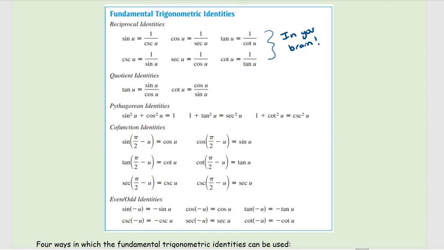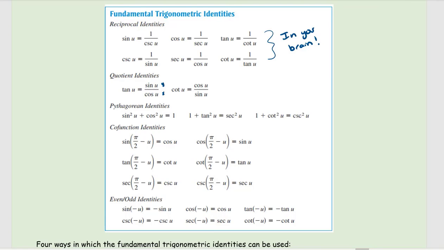So, we also have the quotient identities, which you guys may have already figured out. We know that tangent is y over x, so it makes sense that tangent is sine over cosine, because remember, sine is y and x is cosine. And if tangent is sine over cosine, it makes sense that cotangent is cosine over sine, because tangent and cotangent are reciprocals. Okay, so we also have the quotient identities.